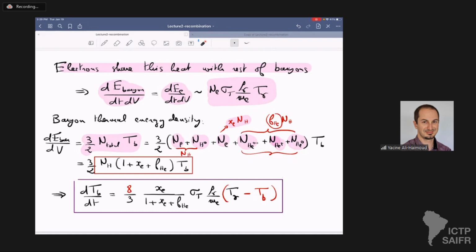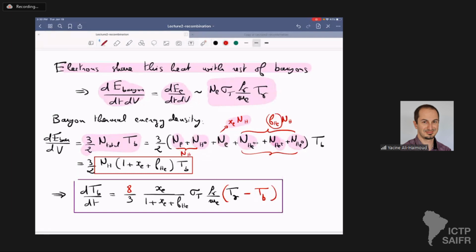And here what I've done is I've added the correct factors by including stimulated scatterings. And this term here accounts for the fact that you cannot heat up the baryons above the CMB temperature. There is also a recoil term that has to be accounted for. But basically this describes, up to the numerical prefactors, all of the physics that goes into one of the important equations that you solve, which is the evolution of the temperature of the baryons.